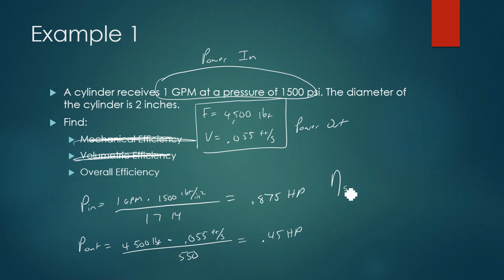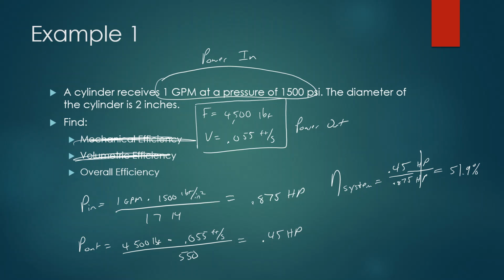So to get overall efficiency, I'm just going to do the efficiency of the system. It's going to be equal to our power out, which was 0.45, divided by our 0.875. These are both horsepowers, so they should cancel, and we're going to get 51.9%. Absolutely horrible efficiency. If you are using this cylinder, you probably need to look at getting a new cylinder.